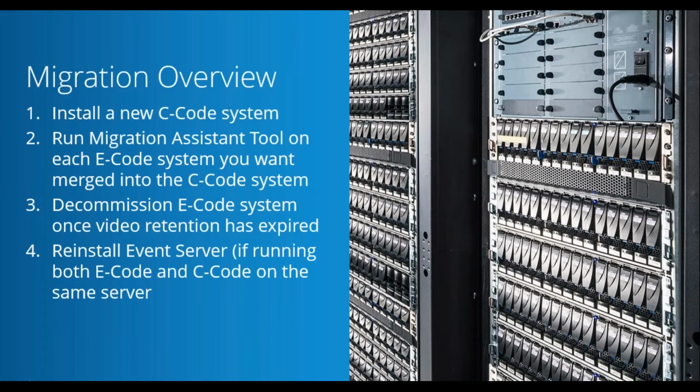And then after your retention policy, your 30 days or 60 days, whatever you use, has passed, then we can decommission that old system either by unplugging the server, taking it out, or if we're running on the same hardware, by uninstalling the E-code system and then reinstalling the event server. That's a necessary step because the event server is actually the same between the two platforms, even though there are different data sets. It shares the same event server, so we need to reinstall it.